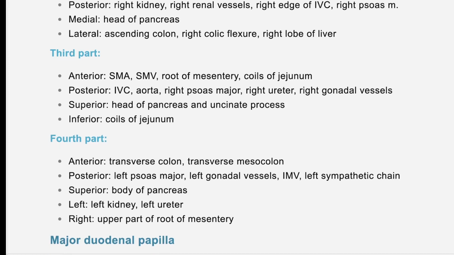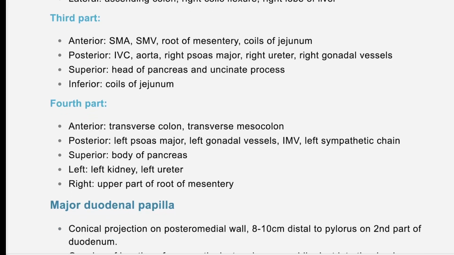The major duodenal papilla drains the head of the pancreas, the upper part of the head, and the neck, body, and tail, and it opens into the major duodenal papilla, which opens in the posteromedial part of the second part of the duodenum, and is 10 centimeters away from the pyloric antrum as well.